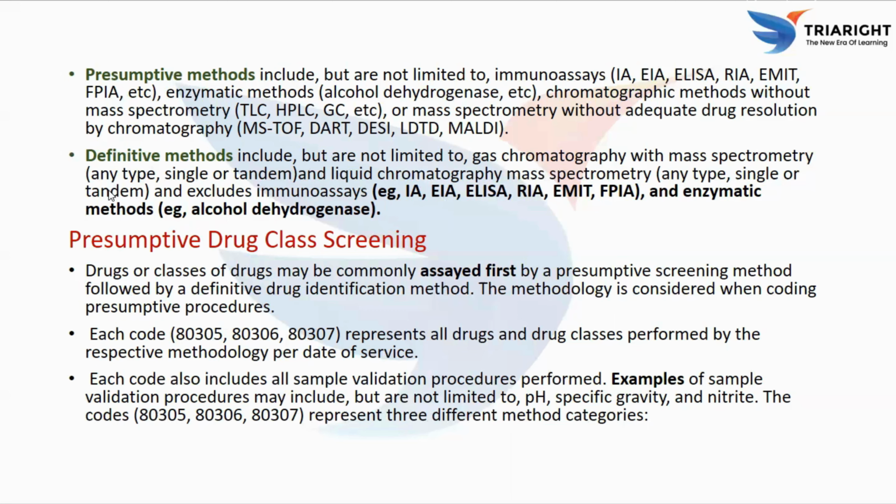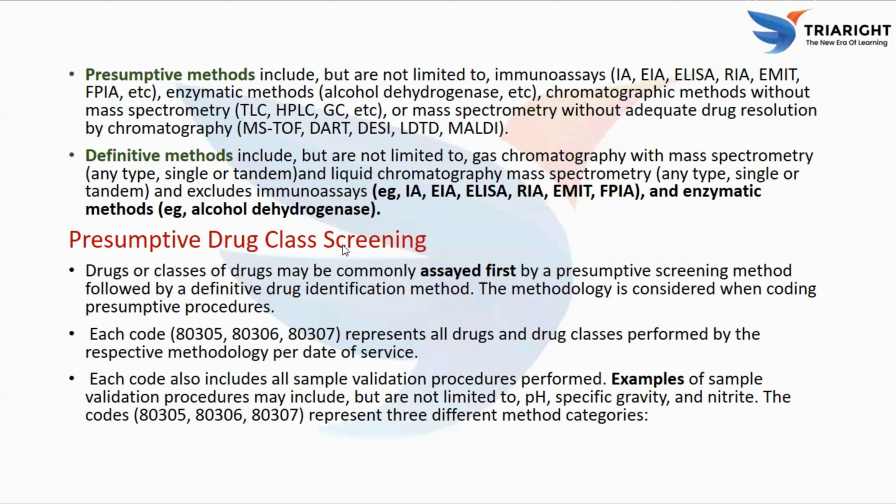And what are the definitive drug testing methods? So what does definitive mean? Definitive means it confirms the specific drugs and metabolites. It has high accuracy and specificity. It is used for compliance, legal, and pain management testing. And what do the definitive methods include?